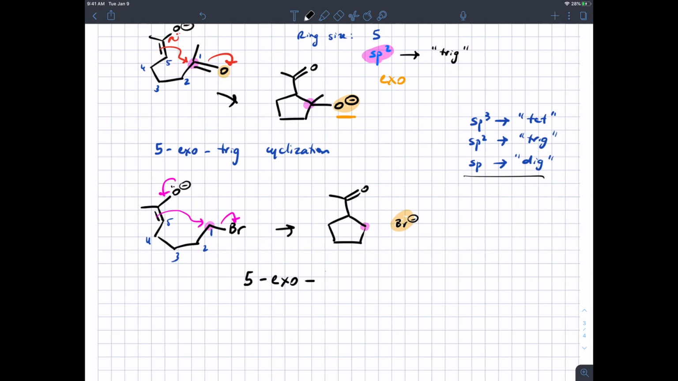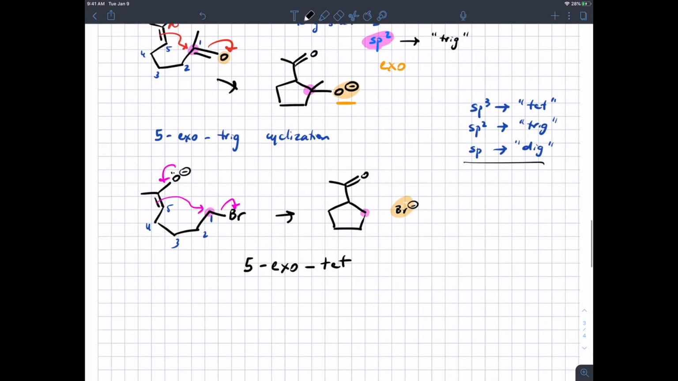Tet. Good. So that is a 5-exo tet cyclization. Now, who cares, right? Who cares about having these designations for describing rings? It seems like a lot of trouble. Couldn't you just say, well, I'm making a 5-membered ring? Yes, but it turns out there are trends based on ring size, based on atom that's attacked, and based on whether it's exo versus endo that describe whether a cyclization is favorable in the first place.